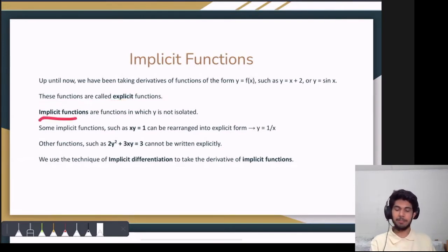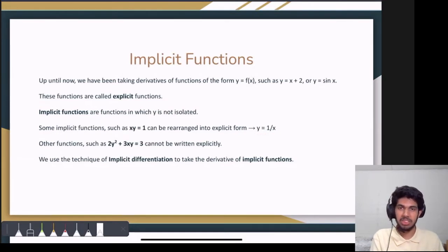Now we deal with implicit functions, and these are functions in which y can't be isolated as nicely. Or rather, y is just not isolated. Certain implicit functions, such as xy equals 1, we can rearrange to get an explicit form, y equals 1 over x. We just divide both sides by x, pretty simple. But if we have something like this, where y isn't isolated, how do we isolate y there? That just doesn't seem very easy to do. But this is still a very valid function. We can graph that and see what it looks like. But as of right now, we wouldn't know how to take the derivative of that.